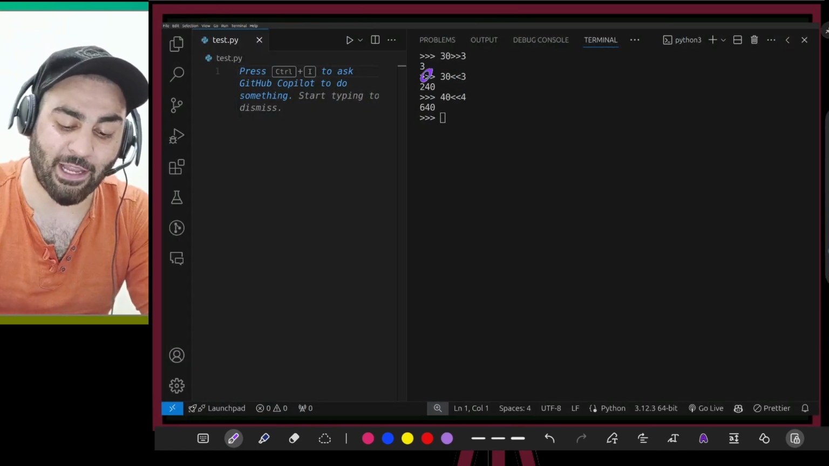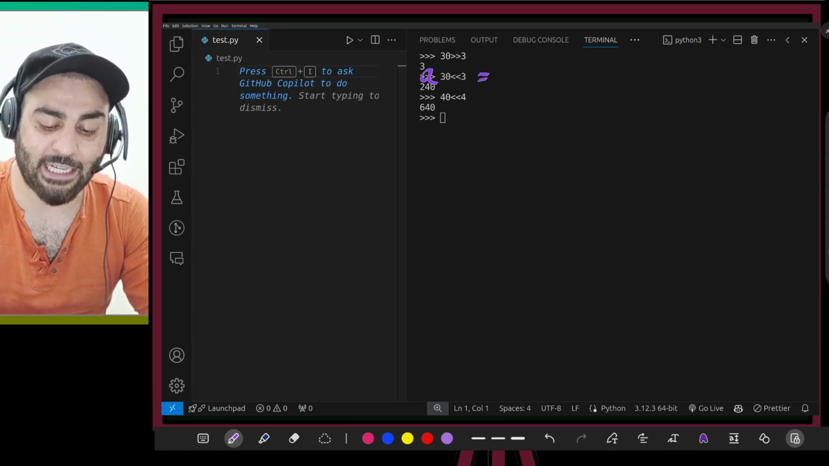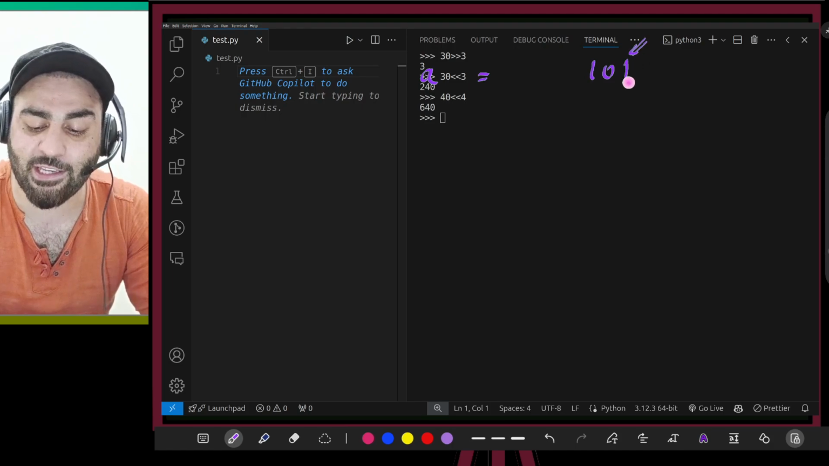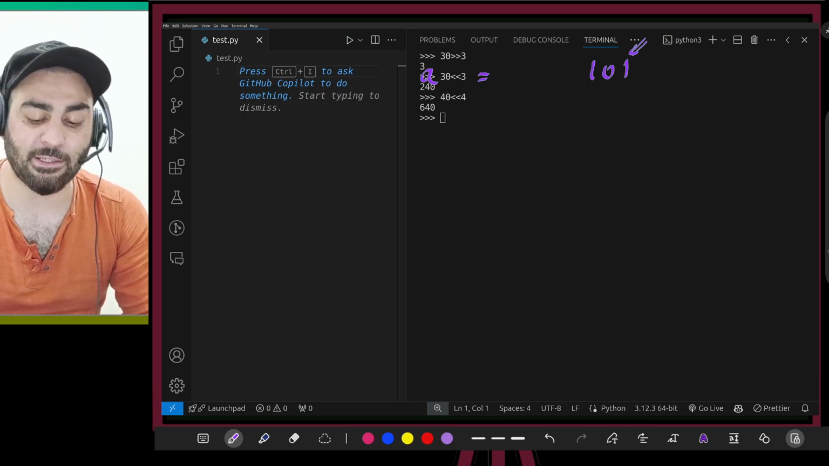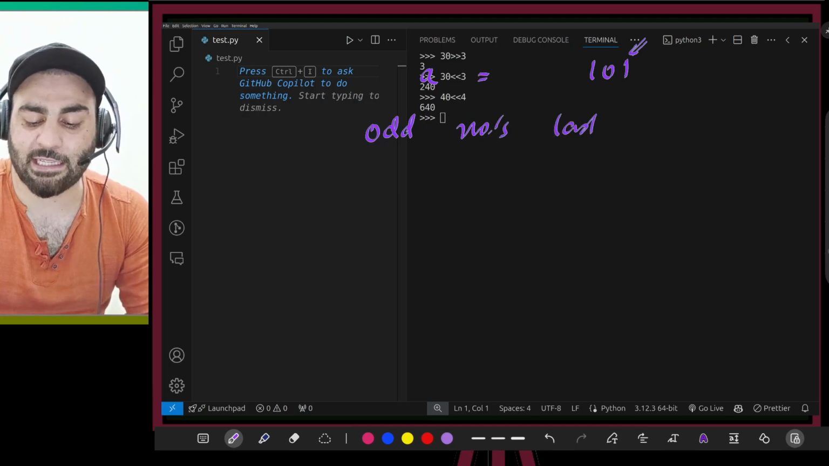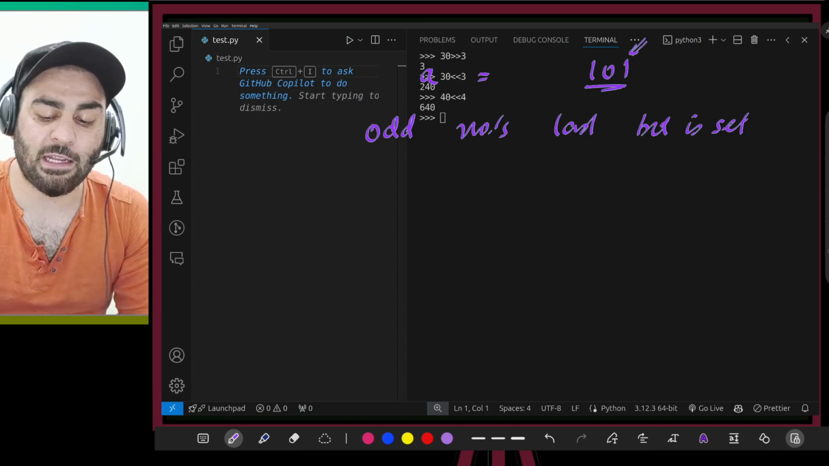So if you have a number a and you want to check if it is even or odd, look at the bit level. If you have the number 5, which is an odd number, the last bit is always 1 for odd numbers. For odd numbers, the last bit is set. Set means it's 1. For 5, the last bit is 1.